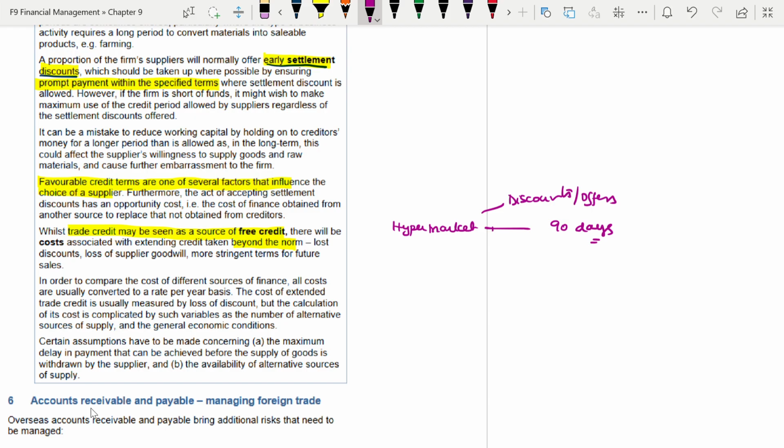Understand what? You supply to them. I'm not naming the firm. I'm not naming the business. You supply to big hypermarkets. Okay. Automatically they will put the supply date. This is the supply date. The supply date is going to be 5th of April.